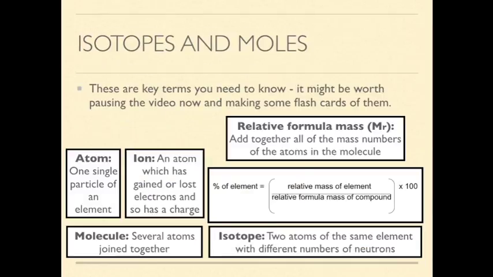So what I'd like you to do first of all is make a note of some of these terms. They're really key, really important terms for quantitative chemistry. And if there's anything that you're not sure of, it'd be really good to have it written down. So it might be a good idea to pause the video here and maybe make some flashcards using these terms and their definitions.